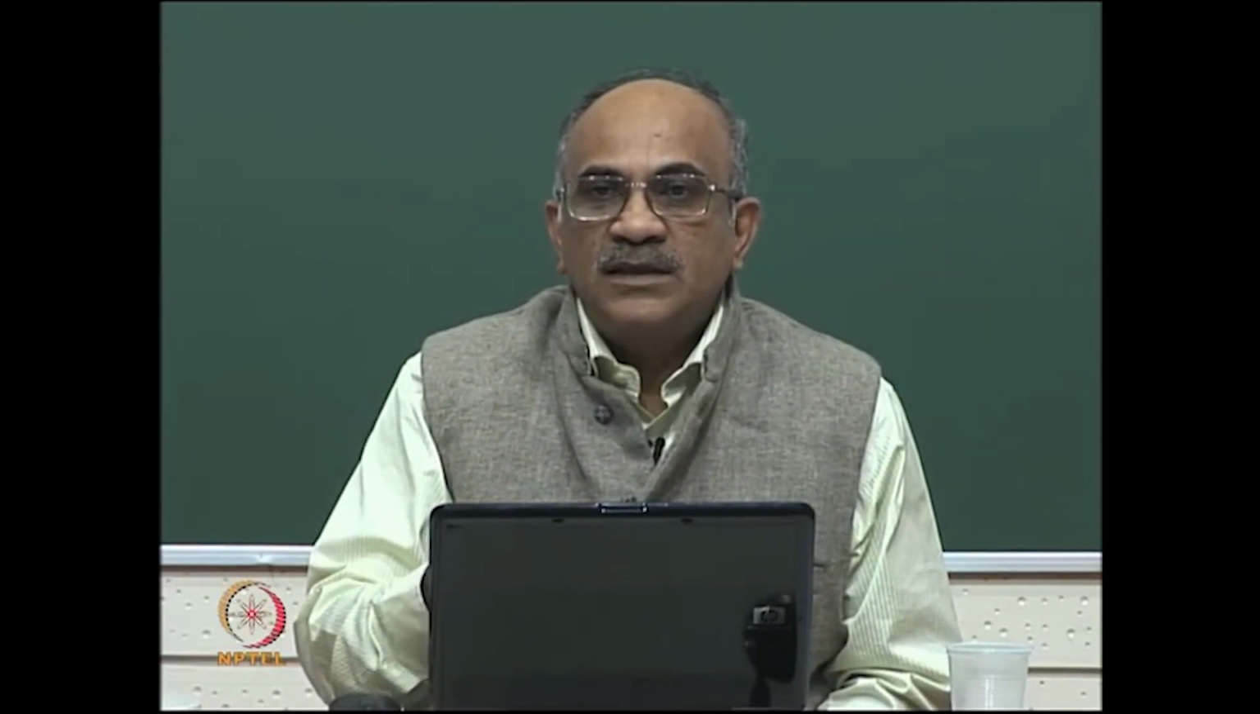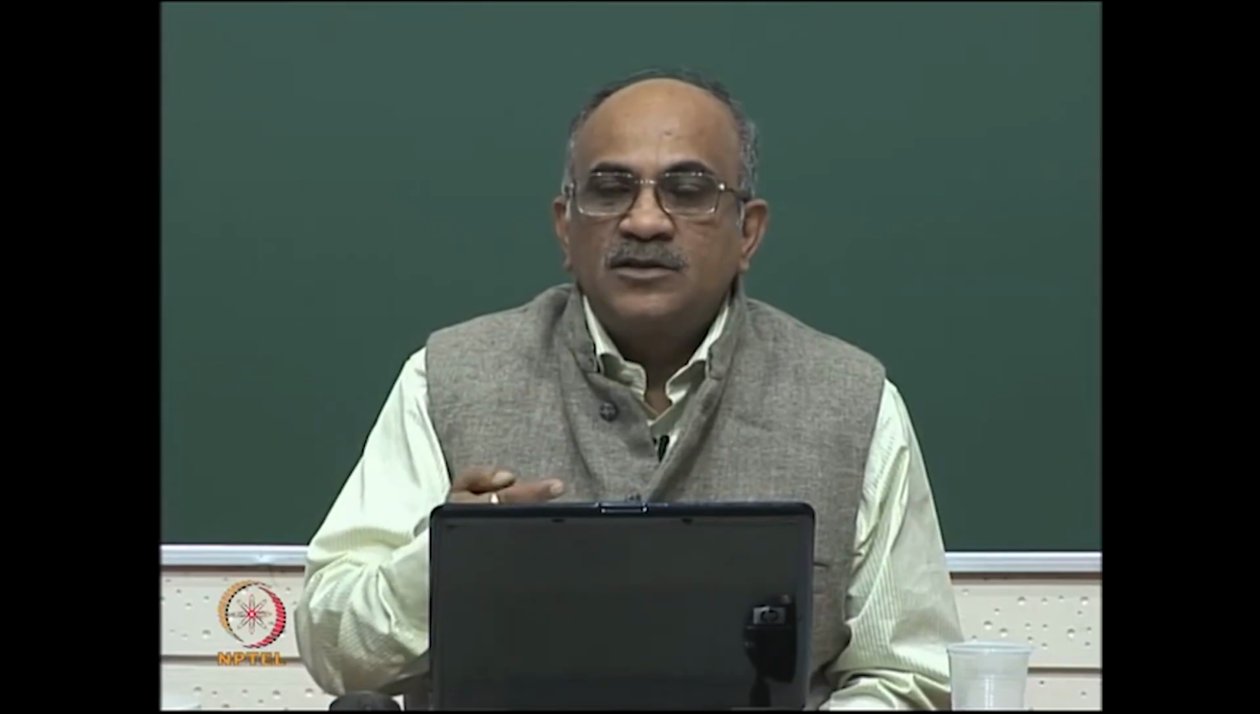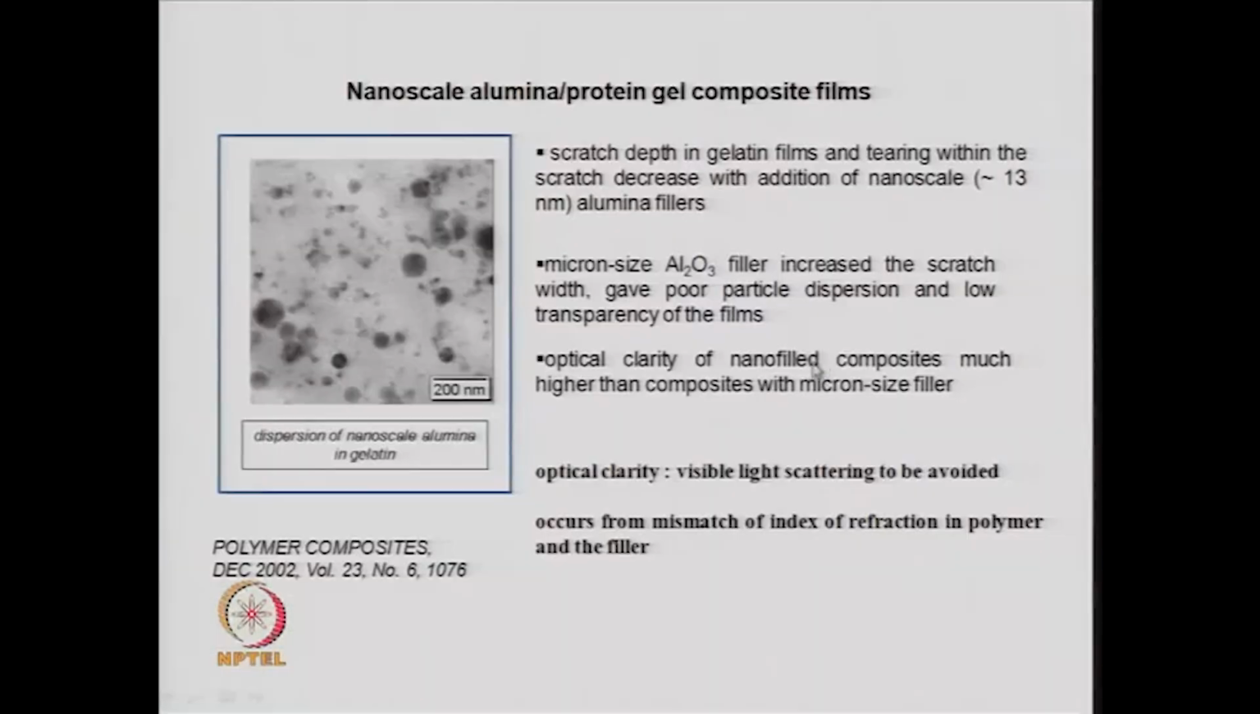If you use micron sized alumina, then you can go to larger depths with the same pressure. So, the scratch resistance is lower when you are using micron sized alumina, and that will give you low transparency of the films. So, when you have easy scratch, that means the transparency of the film will be poor, and this is what is seen when you have micron sized alumina instead of nano sized alumina.